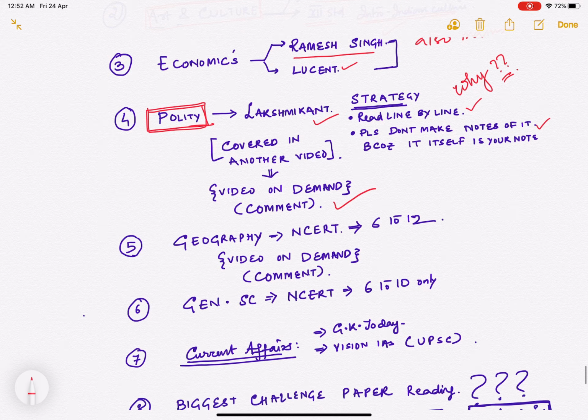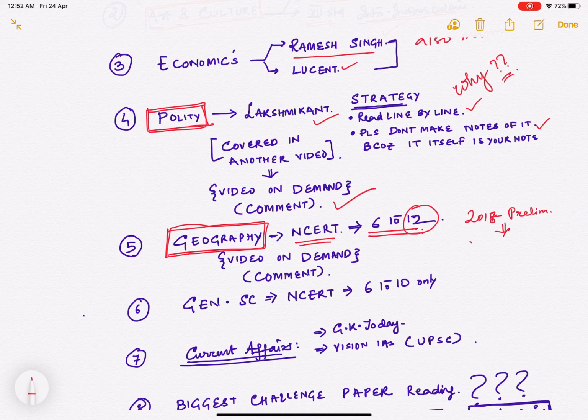Next, with respect to geography, I would say NCERT 6 to 12. The 11th and 12th standard NCERTs are mandatory. Remember that in the 2018 prelims, they asked core questions of geography, and it was very, very difficult for students. The core questions of geography were very difficult for the students.